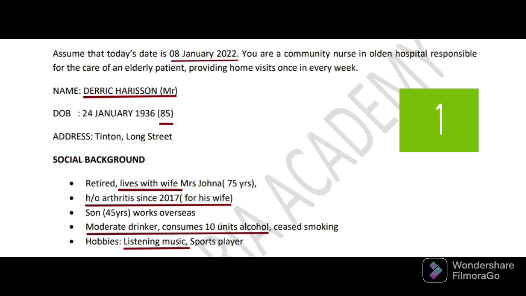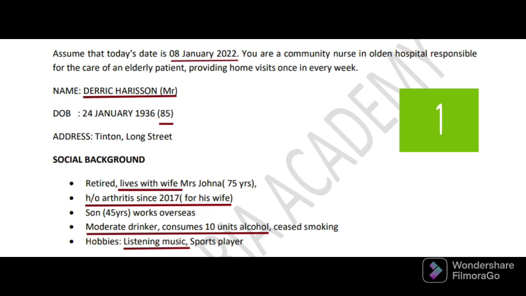You are a community nurse. Keep the point and underline the point. In Alden Hospital, responsible for the care of an elderly patient, providing home visits once in every week. So you are giving a home visit for the patient every week, that is weekly once. The patient's name is given, Mr. Derric Harrison. Age is given. So when you are getting both date of birth and age, prefer to write age, 85 years.